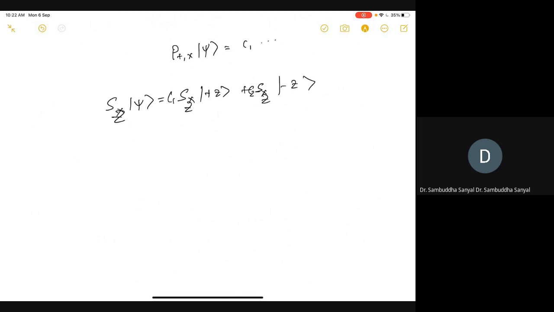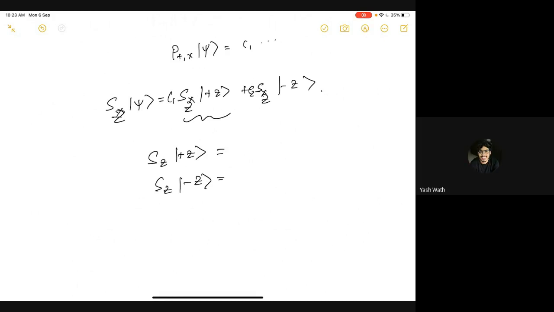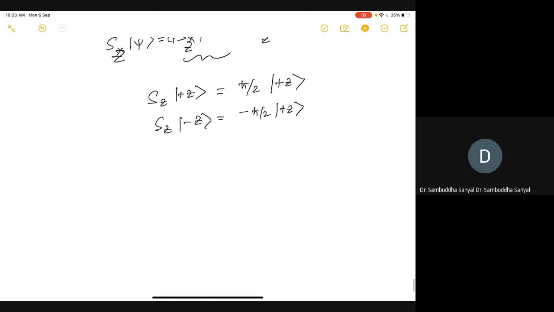Now we just need to know how Sz acts on plus Z and minus Z. That will give me this form. We know that it gives me h bar by 2, right? So if you write down the state, it will be C1 times h bar by 2.